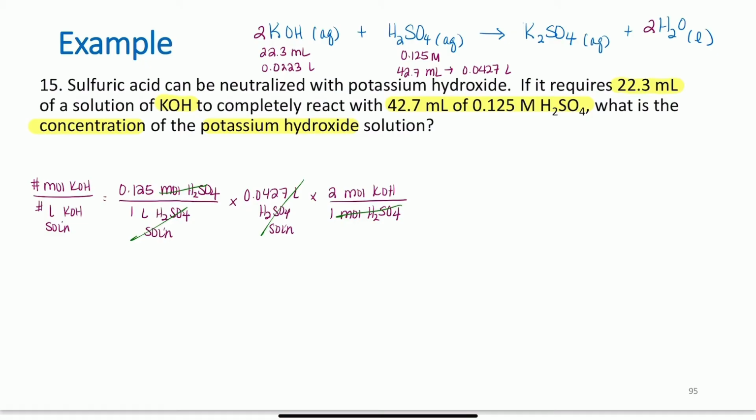Now I've got moles of KOH. I've got my top half. All I need is my denominator here. I'm trying to find the denominator now, okay? What I'm going to do is multiply this, or divide, however you want to look at it, 1 over my number of liters of solution, 0.0223 liters of KOH solution.